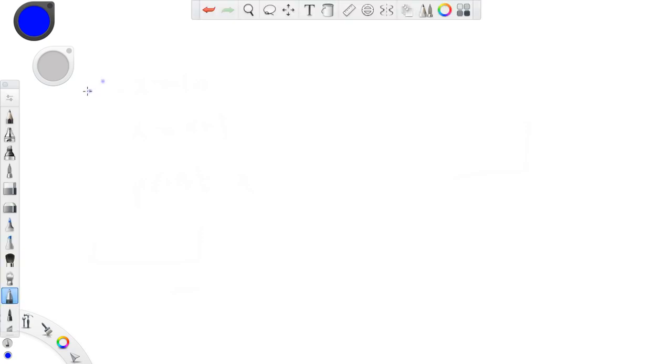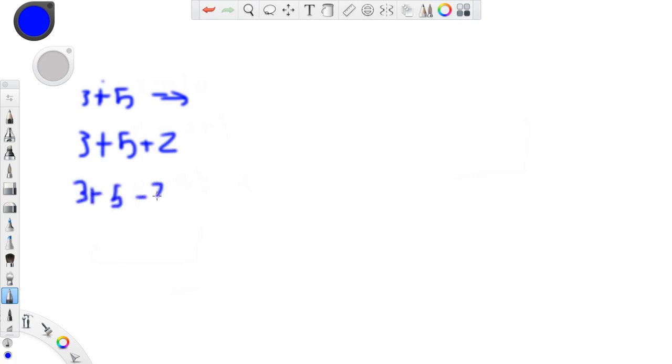Think about in math you have 3 plus 5, whatever equals. Then you want to add 2 to it, so you'll say 3 plus 5 plus 2. Then you want to subtract 3 from it, so you say 3 plus 5 minus 3. You did 2 processes on this number: you first added 2 to it, then you subtracted 3.